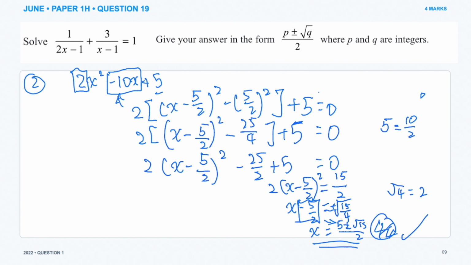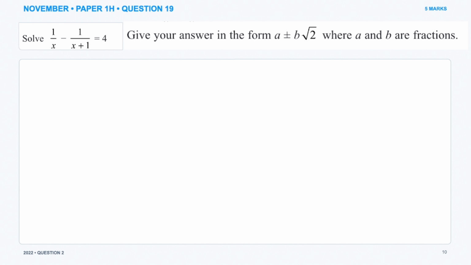And we're going to have one more question left, which is the November. For our last question, we have to solve another equation and give our answer in the form a add or minus b square root of 2, where a and b are both fractions.